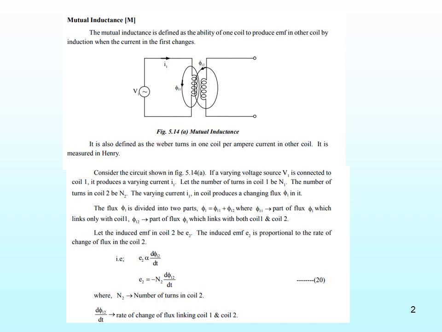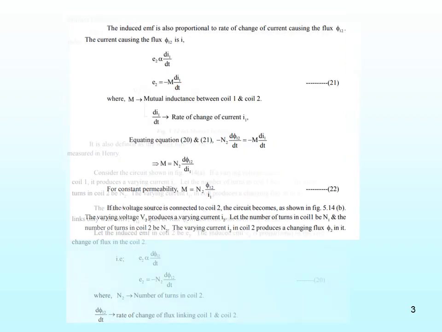Let the induced EMF of coil 2 be E2. The induced EMF E2 is proportional to the rate of change of flux in the coil 2. E2 is proportional to d phi 2 by dt, therefore E2 equals minus N2 into d phi 12 by dt. N2 is the number of coil turns in coil 2, and d phi 12 by dt is the rate of change of flux linking coil 1.